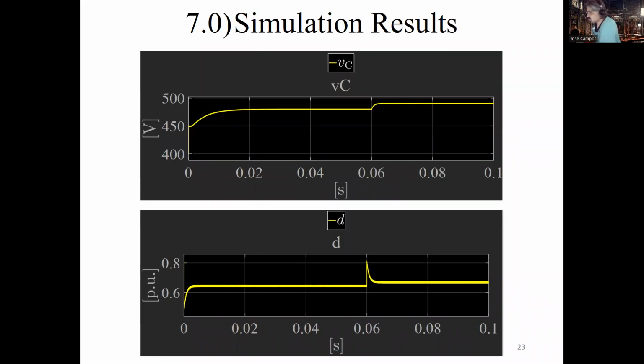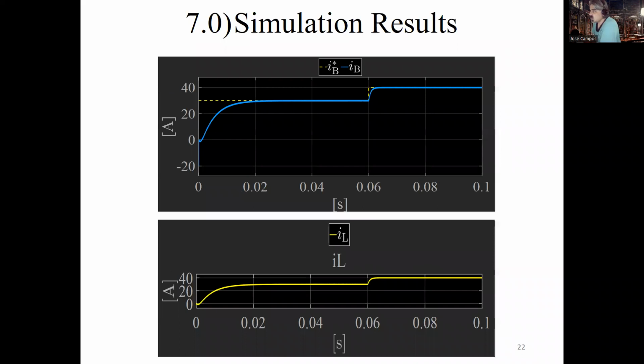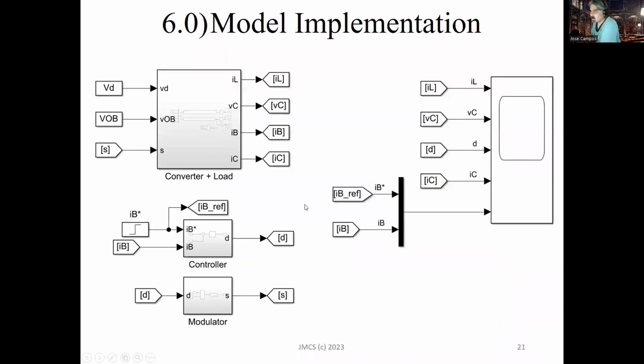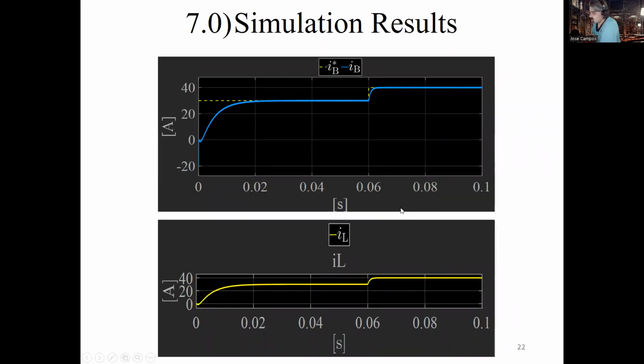So this is the presentation, and here we have basically the model of the system and the simulation.